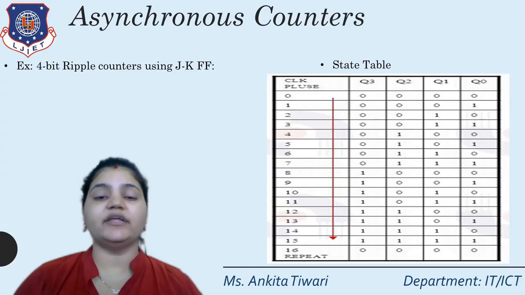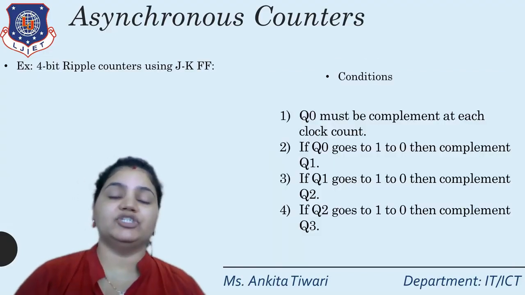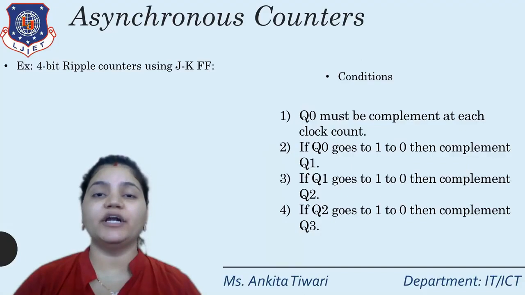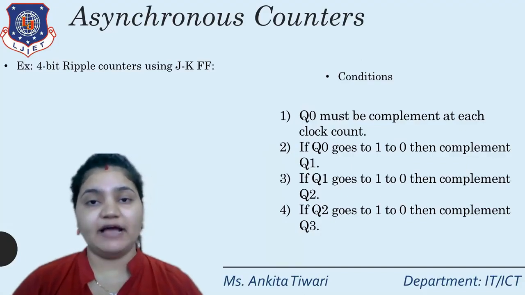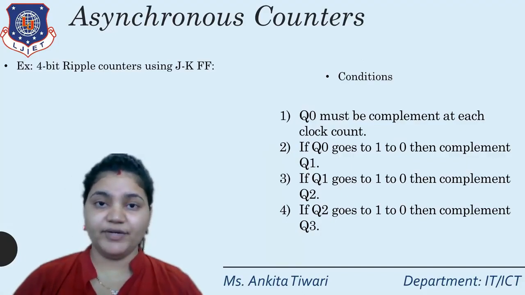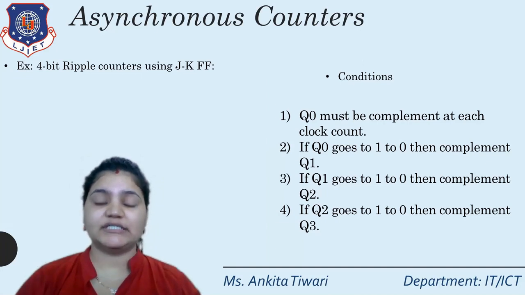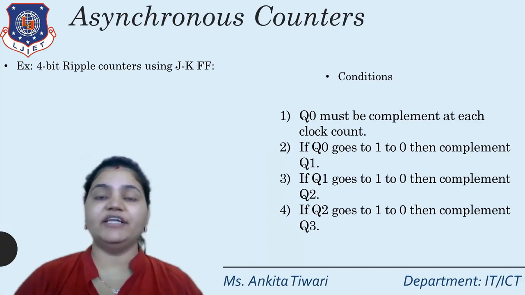Now with respect to the state table, we need to have the conditions. Here we are having 4 conditions. Why? Because here we are having 4 bits. So with respect to bits, we will have 4 conditions. Whenever we are finding the condition, we need to find it with respect to the table.